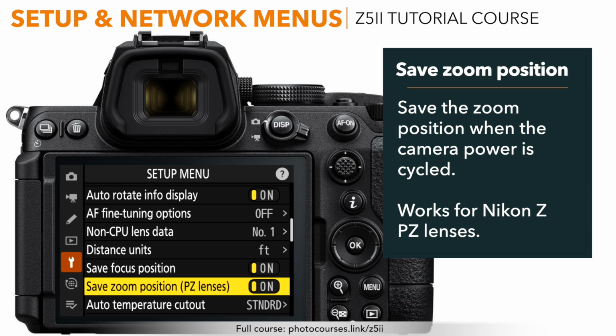Save zoom position for power zoom lenses does the same thing as the save focus position setting, but that's going to save the zoom setting that those power zoom lenses were at when the camera power was cycled.